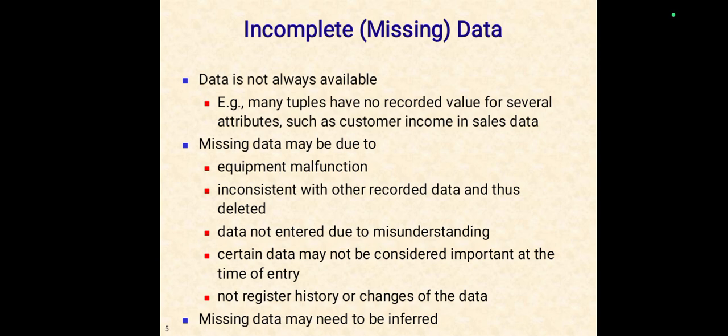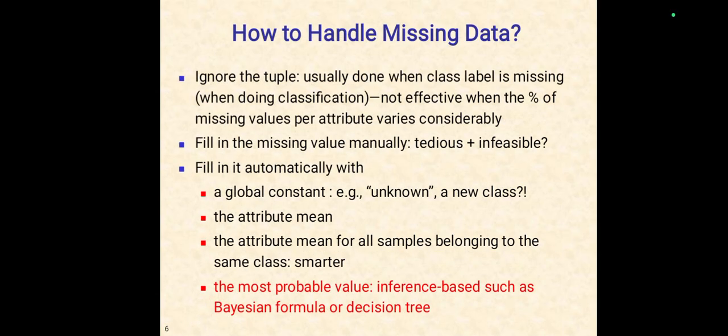Suppose you are registering on a commercial e-commerce website, and you provide your name and email but skip the income field. Now the database contains missing information. So how do we handle this missing data? There are several techniques. First, you ignore the tuple or ignore the record. If only a few records have missing values, then they can simply be removed. However, if many records are incomplete, deleting them would waste valuable information.